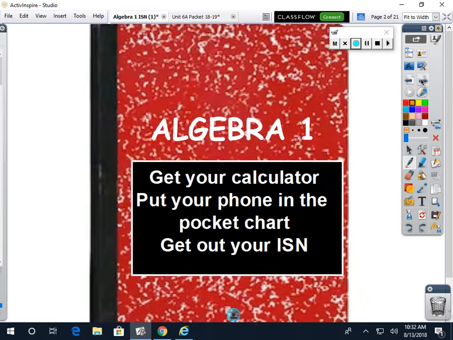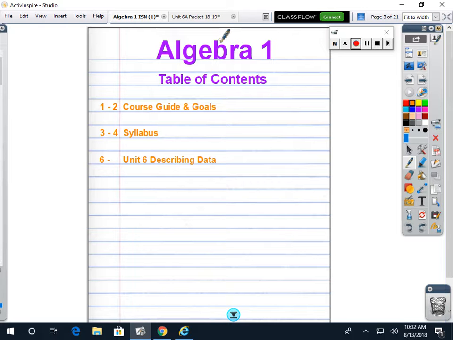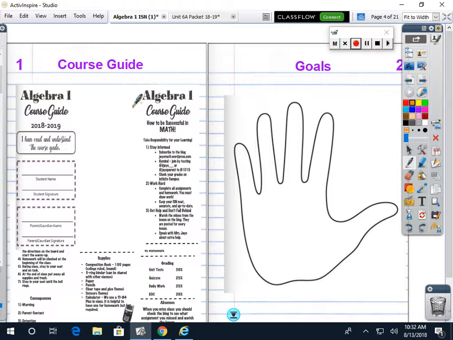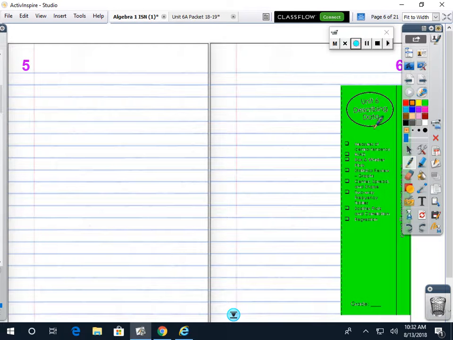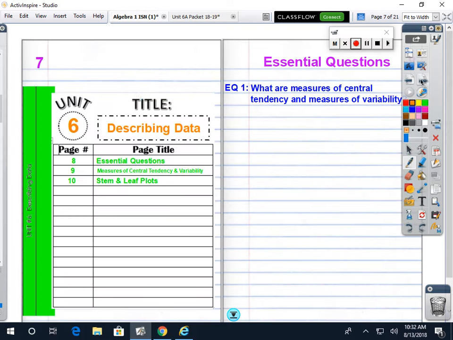Okay, so far, on the very first page, you have written Algebra 1 Table of Contents. If you're new today, we'll get you called up, hopefully next period. And then these are the 3 things we've written so far. Page 6 is what we're going to be starting with today, Unit 6, Describing Data. Last week, we worked on the course guide, and you already glued it down. And then we did our goals. We already wrote on the syllabus and glued it down. And then didn't we already write 5 and 6 and glue down the divider? Okay. And then did you already glue down the table of contents on page 7? But you didn't write in it yet.